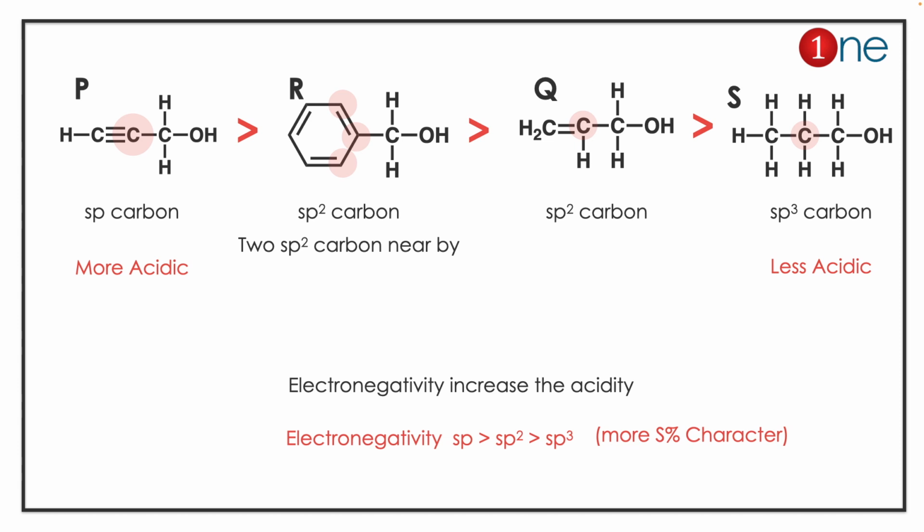Here the concept you have to learn is electronegativity in hybridization. Sp hybridization is more acidic due to more S character.